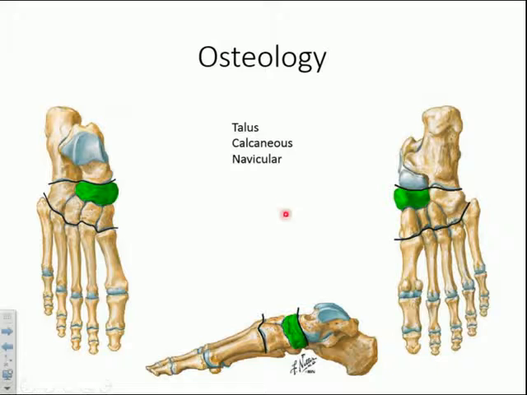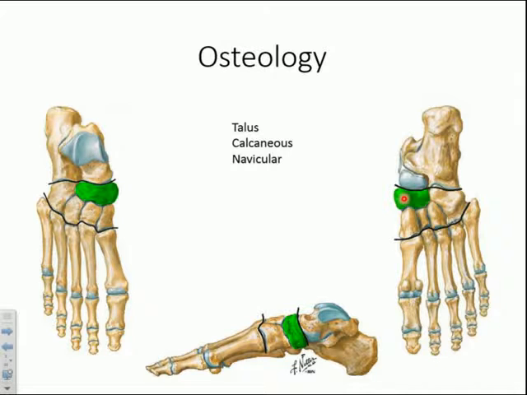Moving anteriorly, we have the navicular bone. It gets its name because of its boat-shaped appearance. It has a concave posterior surface that articulates with the head of the talus, and a convex anterior surface which articulates with the three cuneiform bones. Medially, it has a very prominent tuberosity for muscle attachment.